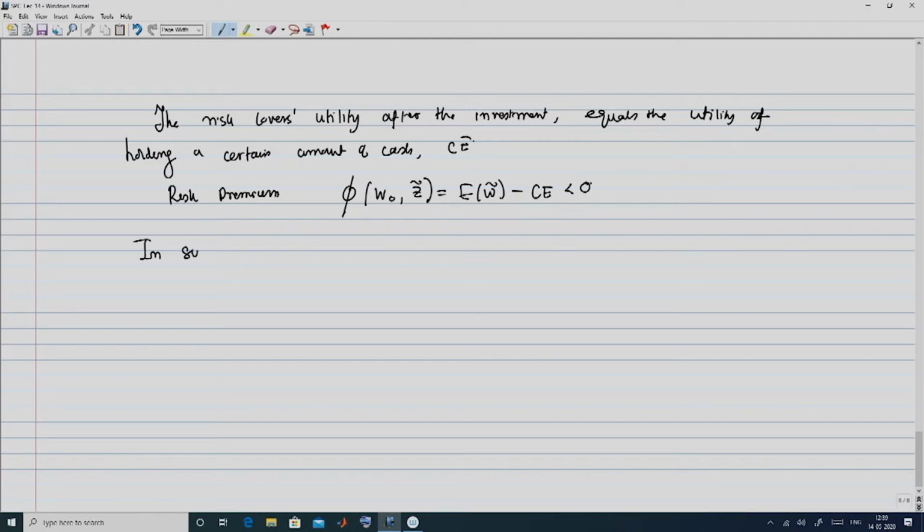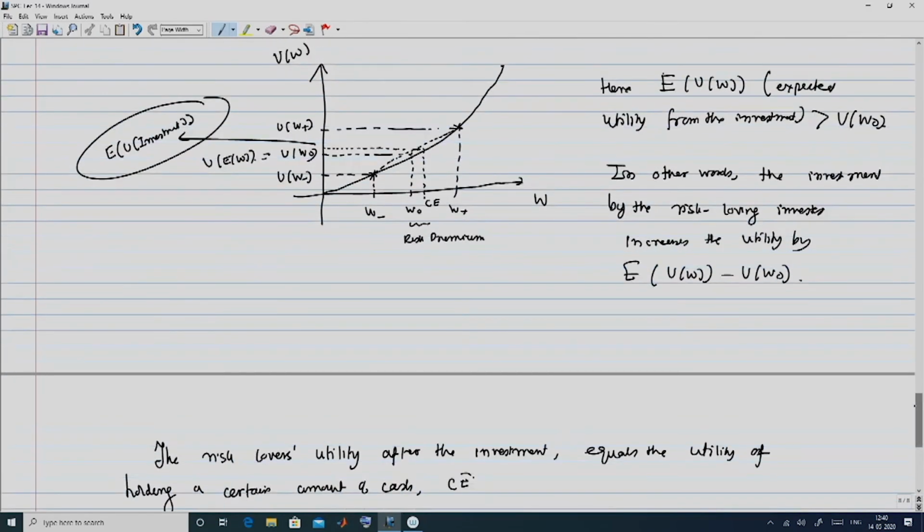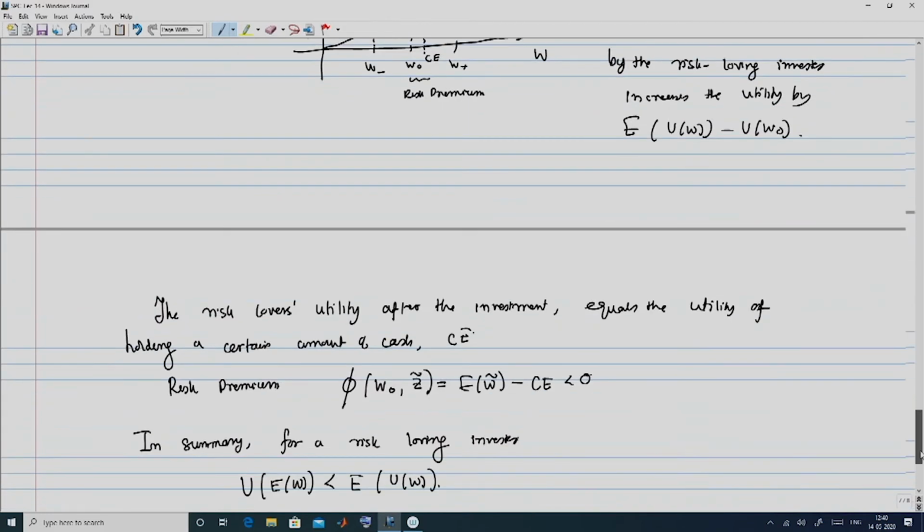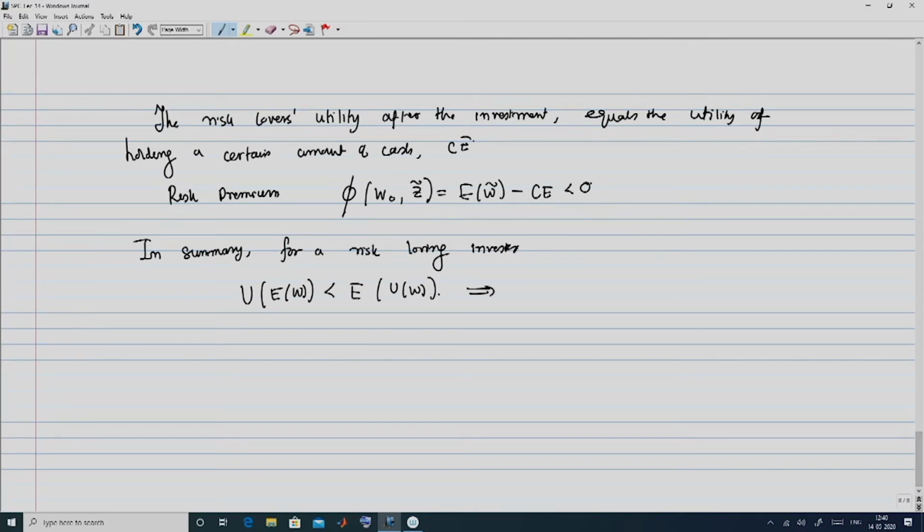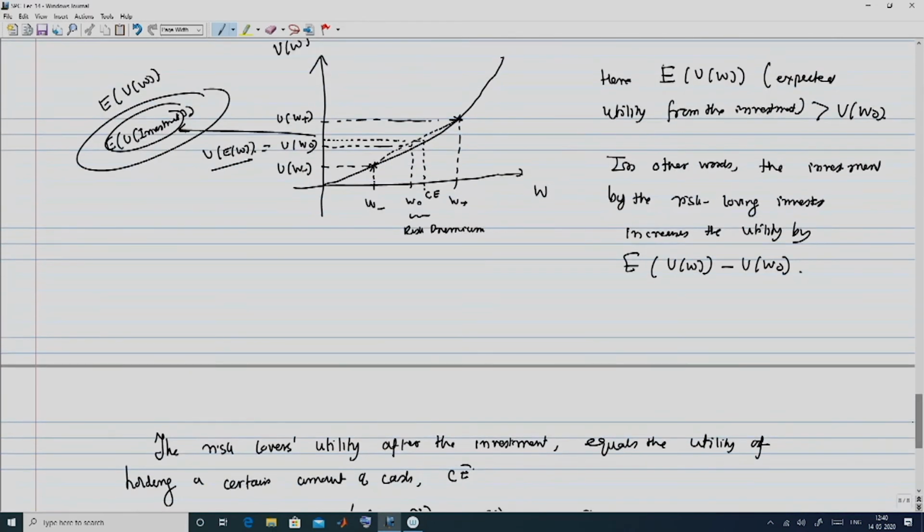So, in summary, for a risk loving investor, u of E w is less than the expected utility of w. And this implies, with u prime of w greater than 0, which is always the case, that in this case I will have u double prime of w greater than 0, because this is a convex function.